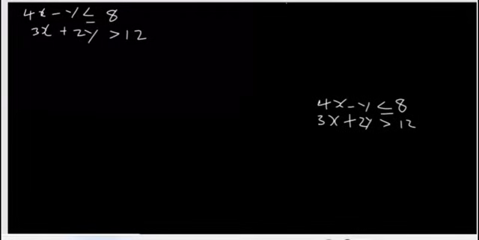The question says that we should indicate on a graph the region that satisfies this given inequality, or the region that contains the solution of these simultaneous inequalities. What is the approach to solving this question?